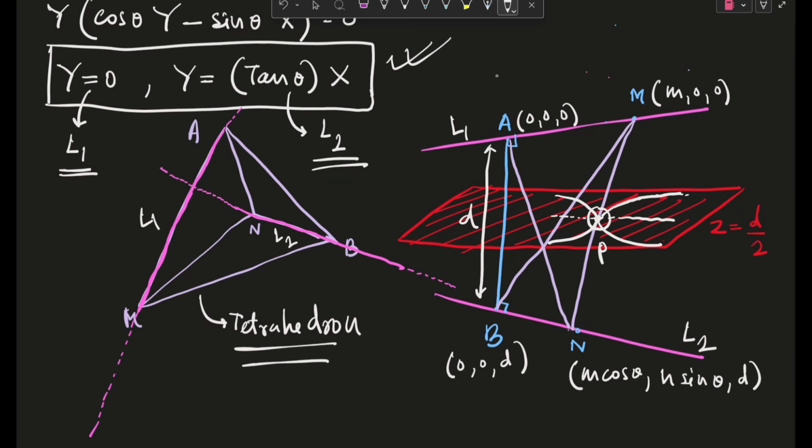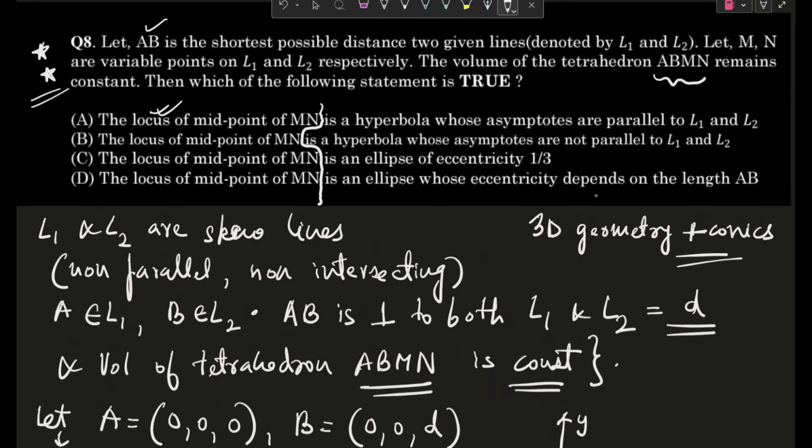Okay. So guys, if we look into our options once. In option A, the locus of midpoint of MN is a hyperbola whose asymptotes are parallel to L1 and L2. This will be the correct answer for this question. Option number A.